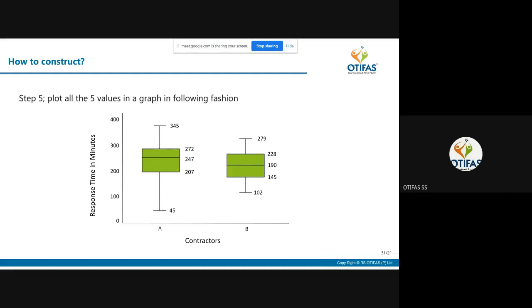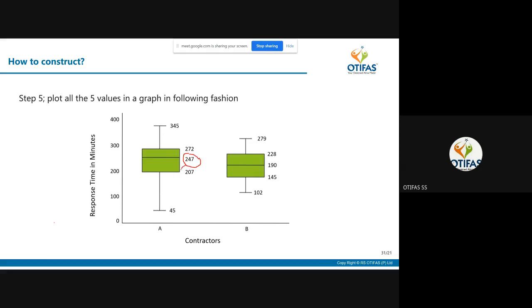Their variation is, their mean ranges between 102 and 279. Like the lowest response time was 102 minutes, but the highest response time is 271. There is so much variation. And what is the median value? There is median average. The average response time is 190 minutes, whereas here the average response time is 247.